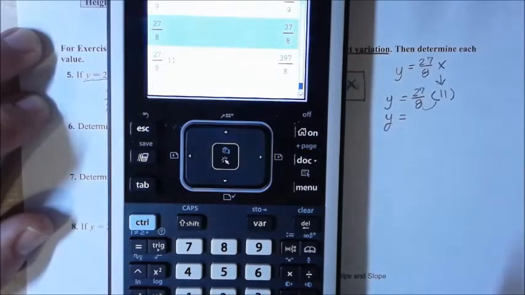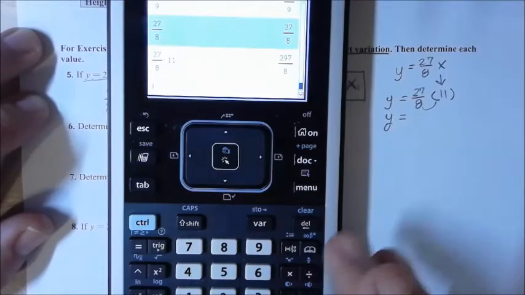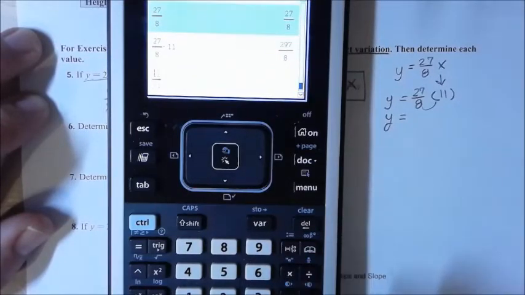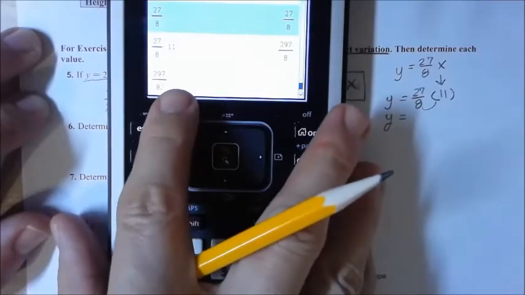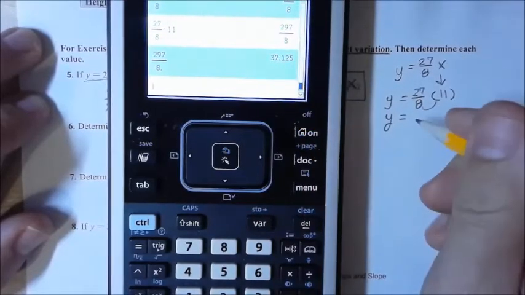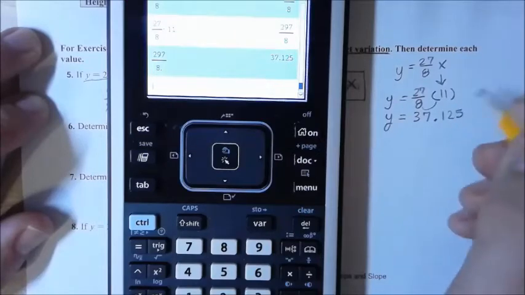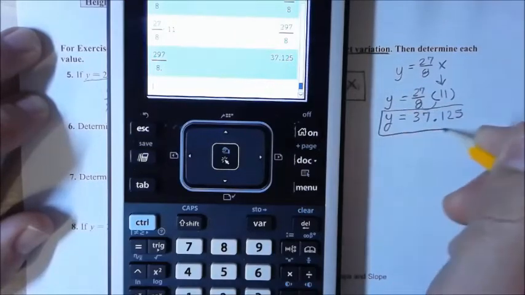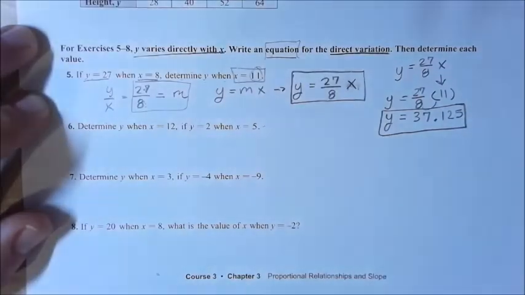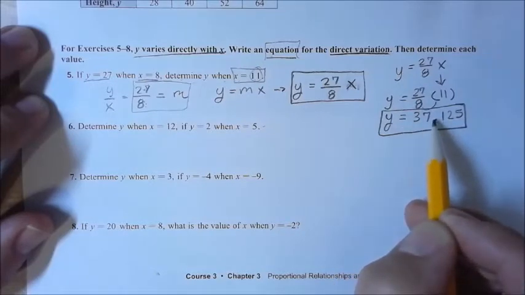And it gave me a large fraction. So let's convert that real quick, because I think it'd just be nicer to have a decimal number. Not that I'd count it wrong if it was like this. But let's try to make a clean number. So we got 297 over 8. Remember, if you put a decimal after the 8, how I put that decimal after the 8, it's going to give me a decimal answer. So it equals 37.125. So y is equal to 37.125. And that's the second part of our answer. So now we have our equation, and then we have our answer for y when x is 11.